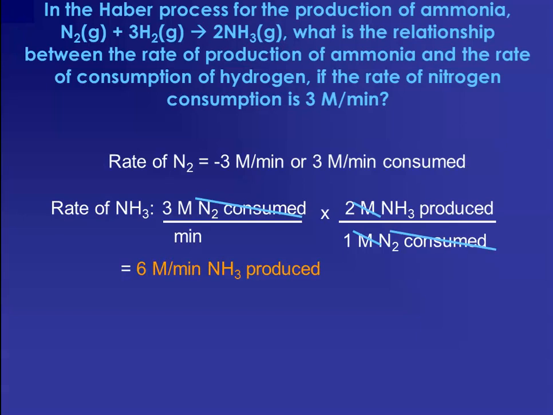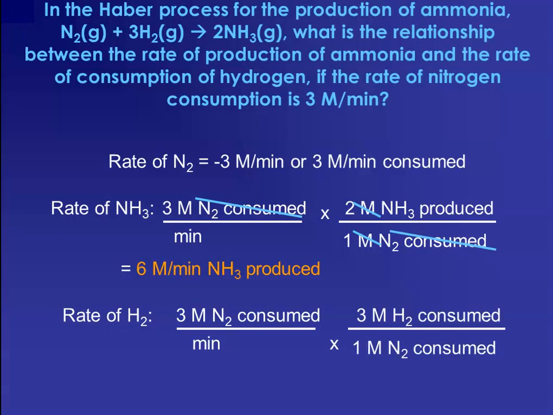I also wanted to do this for hydrogen. You could start with the ammonia. I like to go back to what I was given, just because there's no debate about that value. And in case I made a mathematical error, I'd rather start with something that I know is absolutely guaranteed. So I'm starting with nitrogen, but you could do this with ammonia as well. The nitrogen ratio to hydrogen is 1 to 3. So the nitrogens cancel, the molarities cancel. I do my math and I get that for every 3 molar per minute of nitrogen being consumed, 9 molar per minute of hydrogen is consumed, or that value would be negative 9 molar per minute.